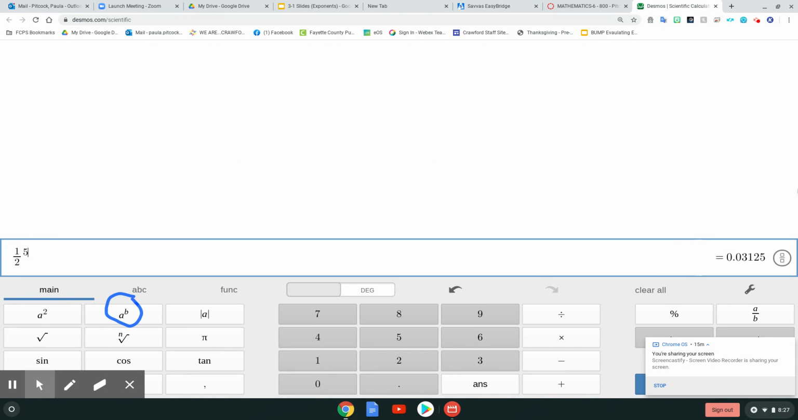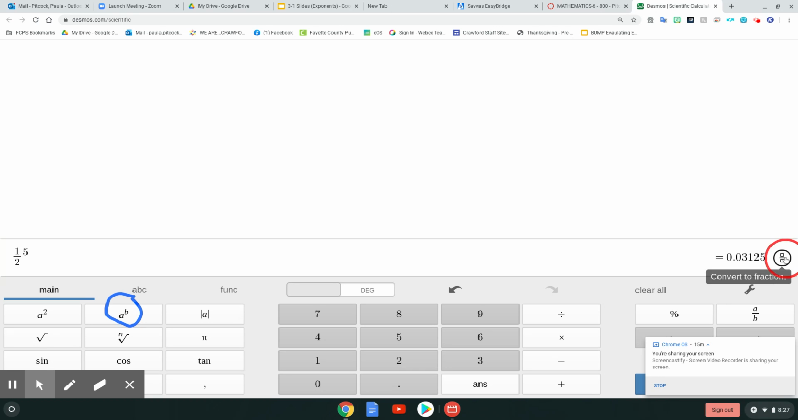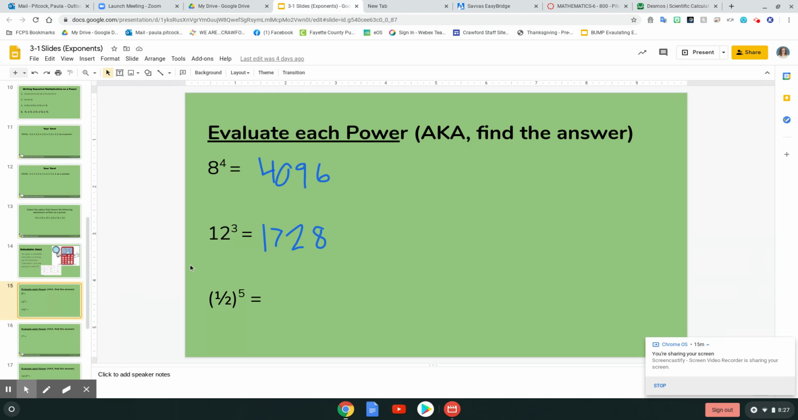It gave me this big long decimal. I can change it back to a fraction, which is honestly prettier. So 1/32. The answer here is 1/32. So we're going to rely on our calculator to do all of this repeated multiplication for us. So bring up your Desmos calculator, and it's going to be your turn to find these answers. All right, let me erase.